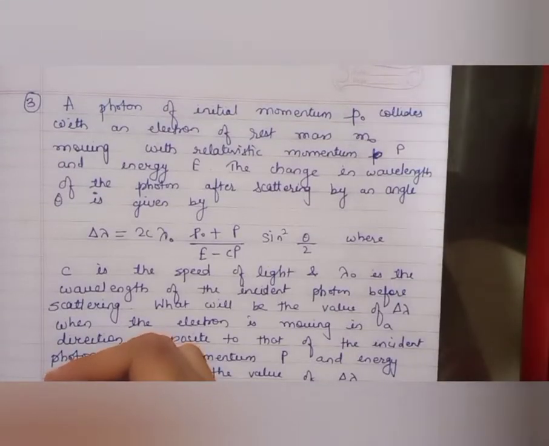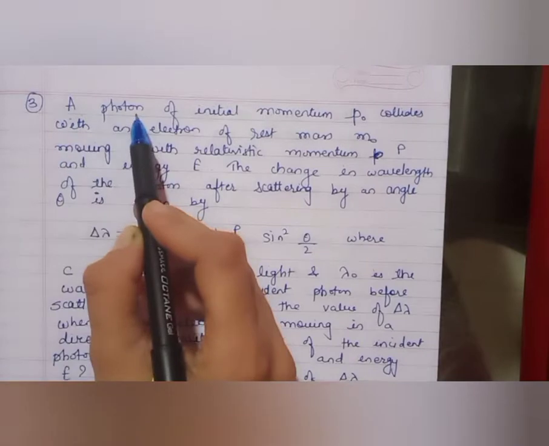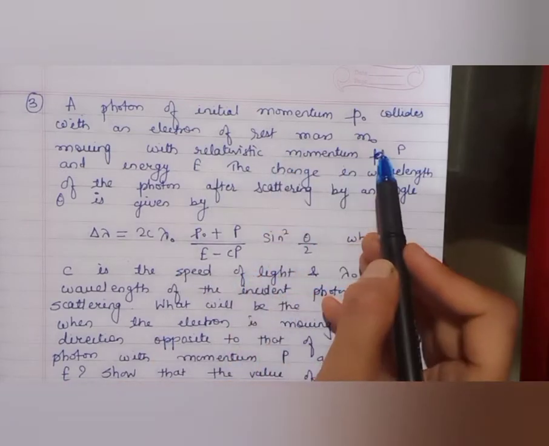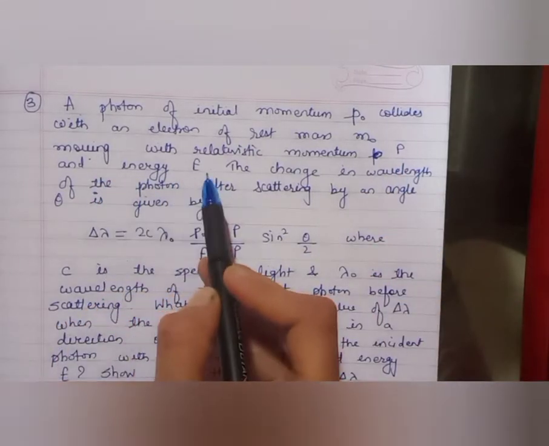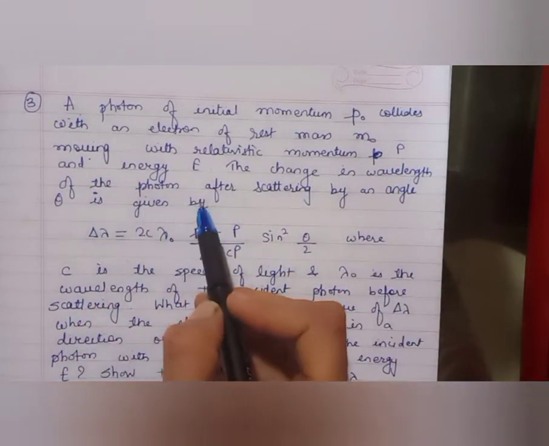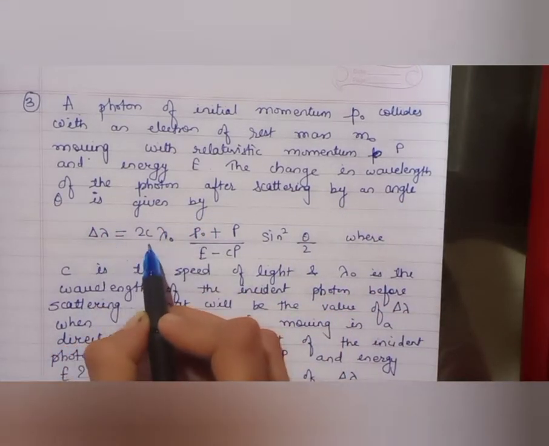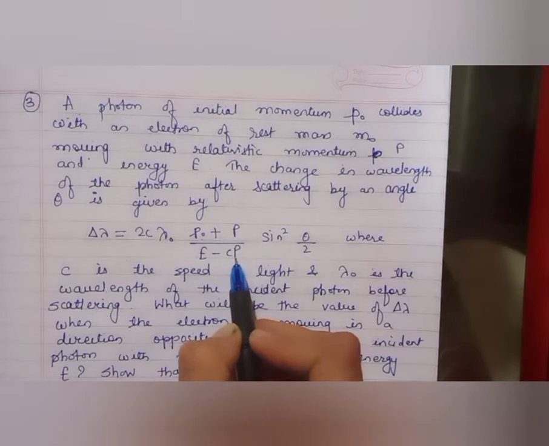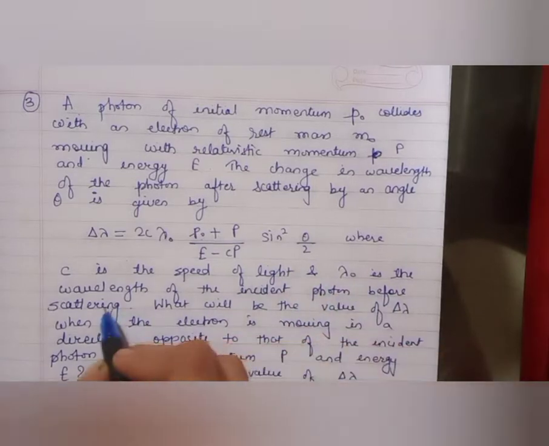Hello everybody. Again we are taking a problem from Compton effect only. A photon of initial momentum p0 collides with an electron of rest mass m0 moving with relativistic momentum capital P and energy E. The change in wavelength of the photon after scattering by an angle theta is given by delta lambda equals 2c lambda 0 (p0 plus P upon E0 minus Cp) sine square theta by 2, where c is the speed of light and lambda 0 is the wavelength of the incident photon before scattering.